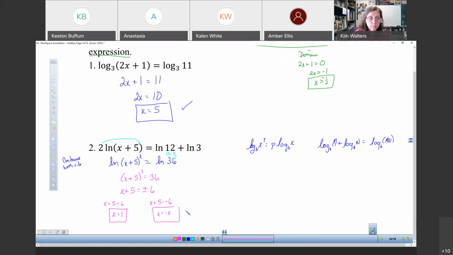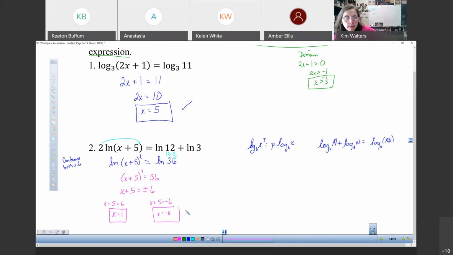Now, there was one thing that I didn't do to begin with. Let me stop and make sure everybody understands where I got 1 and negative 11. Questions about those? Okay. One of these doesn't work.